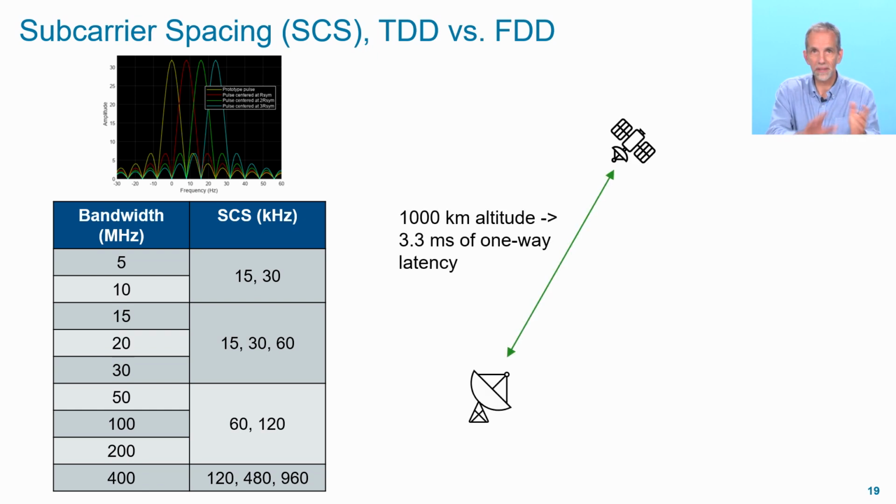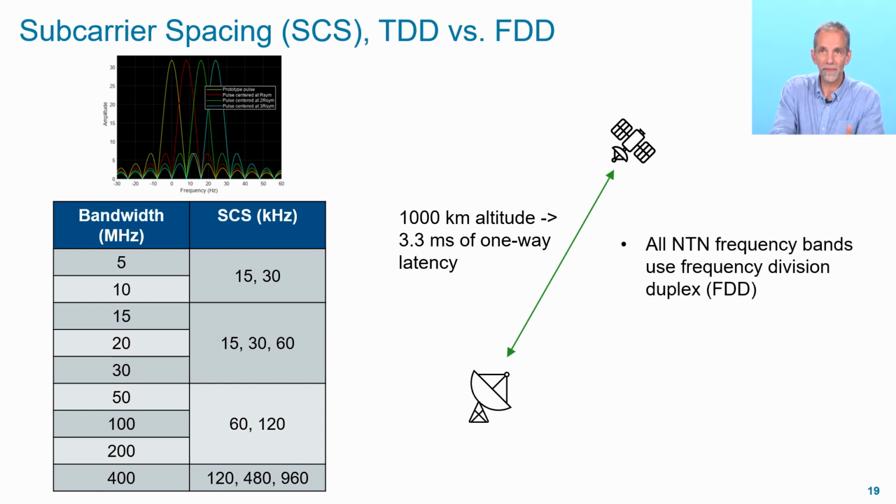Now if we move over to the TDD versus FDD situation, for a satellite link at 1,000 kilometers of altitude, the latency, the propagation time is 3.3 milliseconds. That is much, much longer than for a typical terrestrial link. That really motivates and informs the kind of duplex scheme you're going to use. And in fact, today, all NTN frequency bands use frequency division duplex.